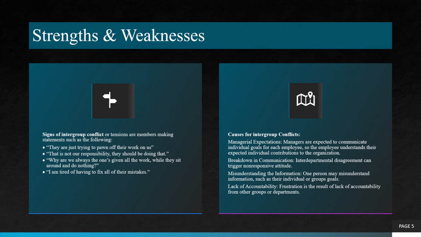Signs of intergroup conflict or tensions are members making statements such as the following. They are just trying to pawn off their work on us. That is not our responsibility. They should be doing that. Why are we always the ones given all the work while they sit around and do nothing? I am tired of having to fix all of their mistakes.